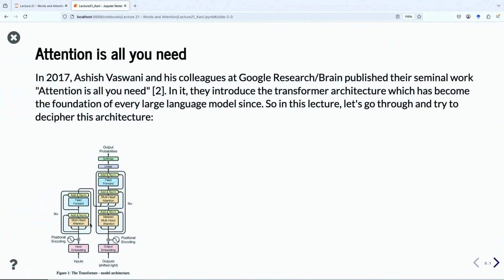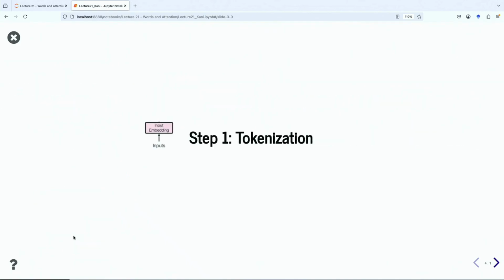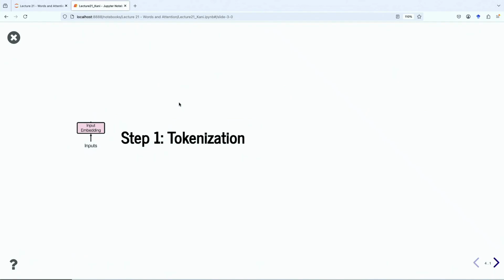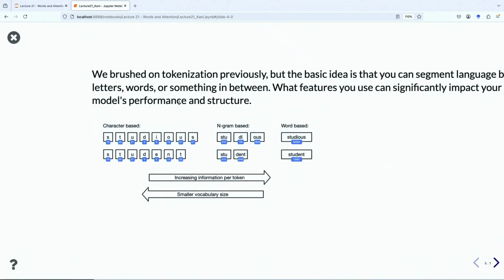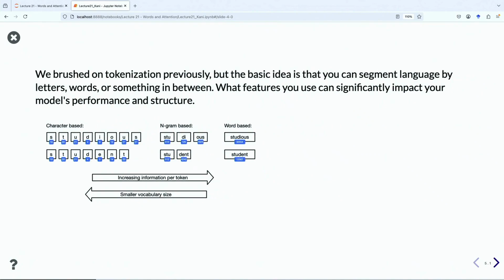Let's start off at the encoder, at the beginning of the encoder, right from the inputs. And so step one will be to look at the input embedding. So first thing we're going to do is try to embed the inputs. And to embed the inputs, we first have to tokenize the inputs.